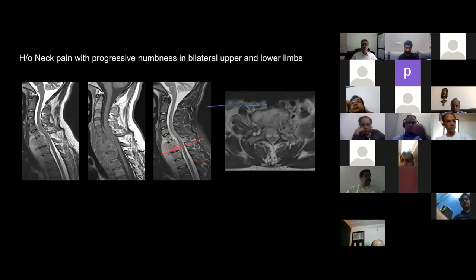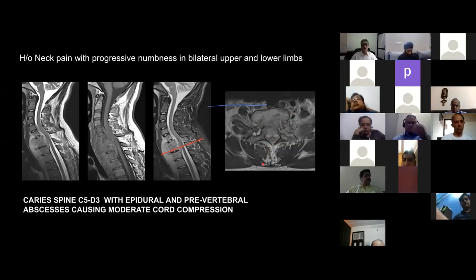Axial image is taken at this place. We can very well appreciate the prevertebral abscess as well as the epidural abscess causing cord compression. So Caries spine, C5 to D3 with epidural and prevertebral abscesses causing moderate cord compression.